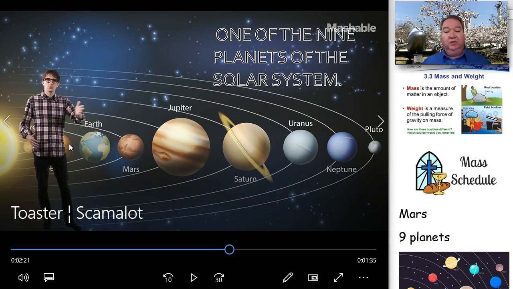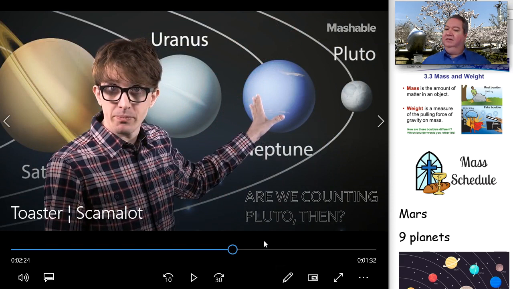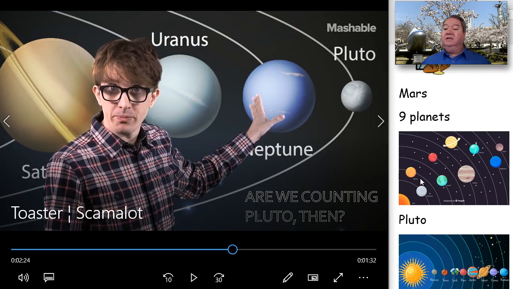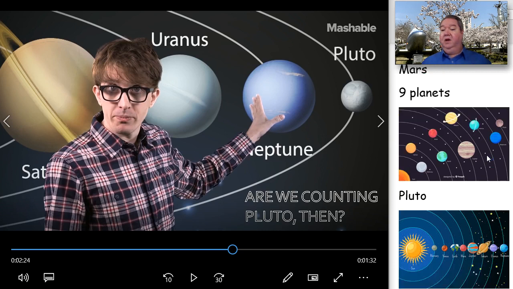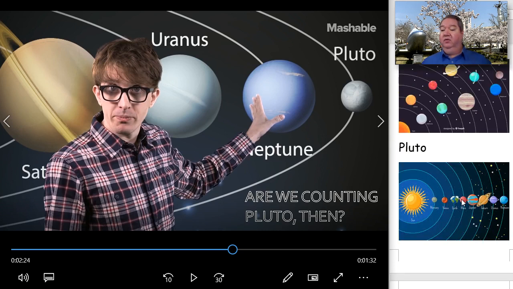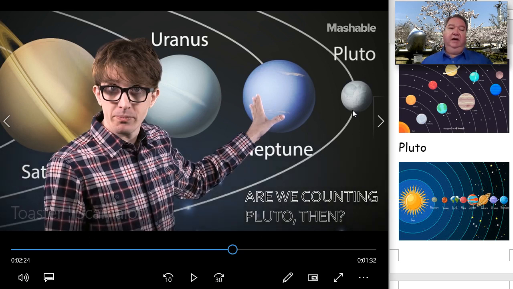So you can see here 1, 2, 3, 4, 5, 6, 7, 8, 9 planets of the solar system. So he says, are we counting Pluto then? Because if you look at modern diagrams of the solar system, you'll see there are only 8. That's an old one, counting Pluto. Scientists decided that Pluto was not a planet, that it's too small. I think some are now saying that it is a planet, so it's debatable. So James is asking, wait, 9 planets? So we're counting Pluto? It is a planet again?